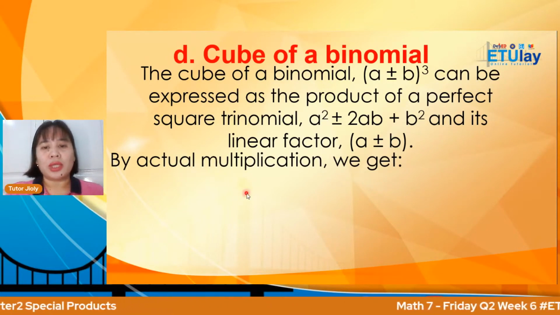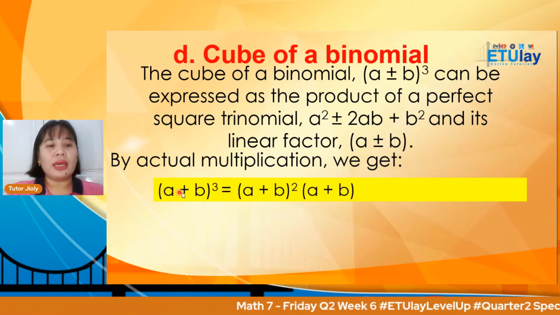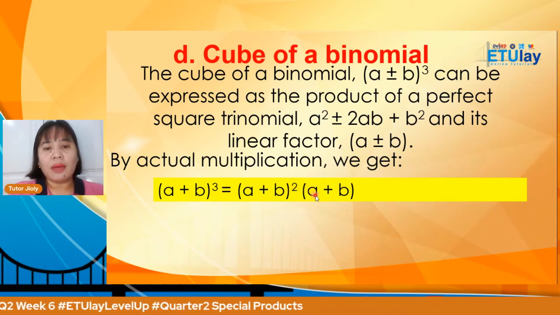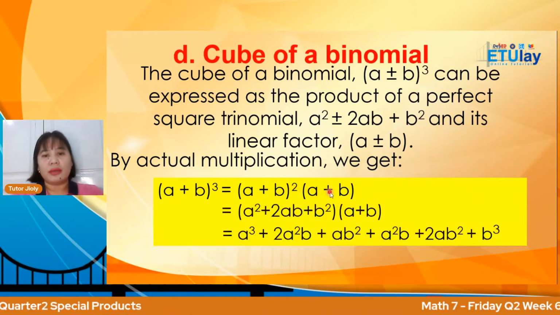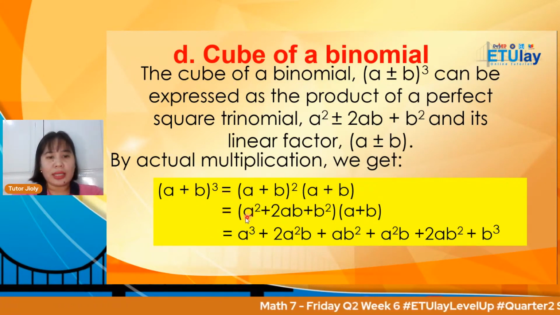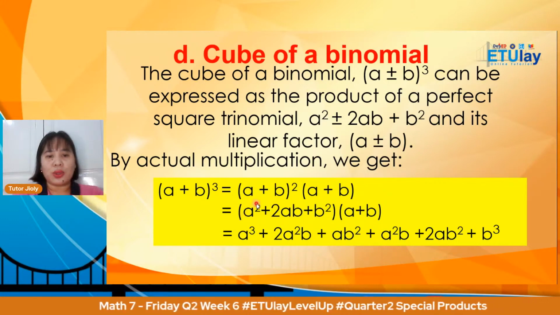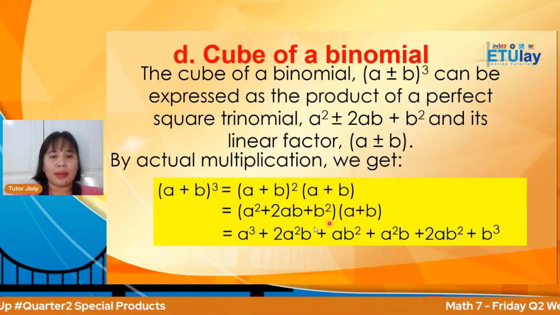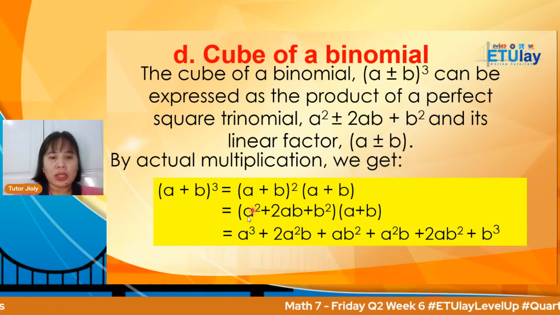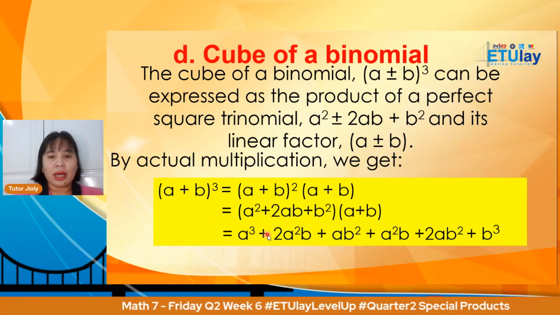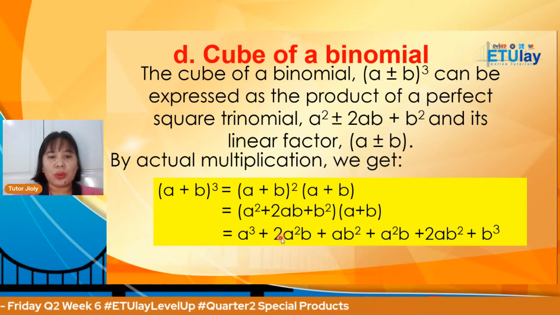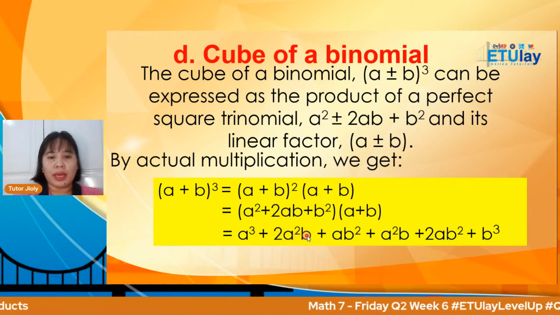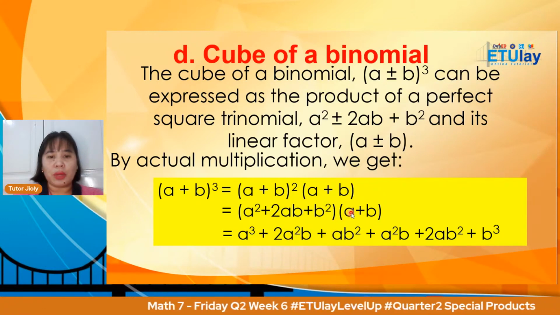Okay, by actual multiplication, we get quantity a plus b cube is equals to quantity a plus b squared multiplied to quantity a plus b. So that is, yung quantity natin, a raised to 2 plus 2ab plus b raised to 2, then multiply to a plus b. So, makukuha natin, and multiply natin to. So, we have a raised to 3 plus, 2a raised to 2, ito po yun. Ito po siya. So, that is 2a raised to 2b plus, then, ito po, i-multiply natin dito.